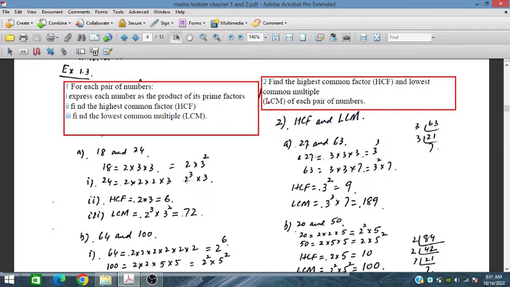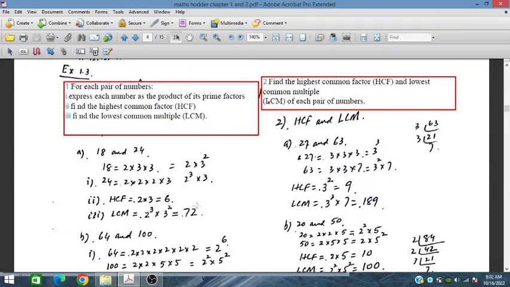So this is 2 power 3, and this is 3 power 2. So this is the LCM. We take the minimum power from both numbers to find the HCF, and we take the highest powers from both of the numbers to get the lowest common multiple. So this is the lowest common multiple.